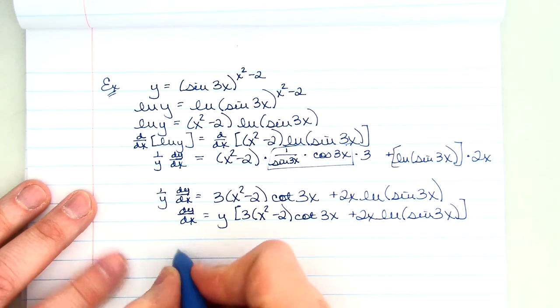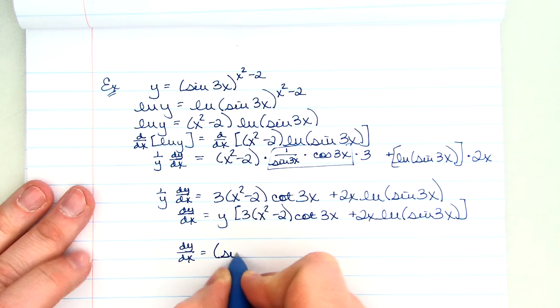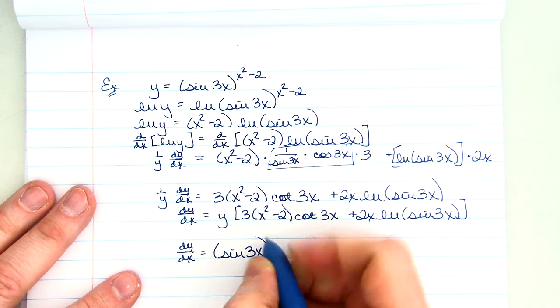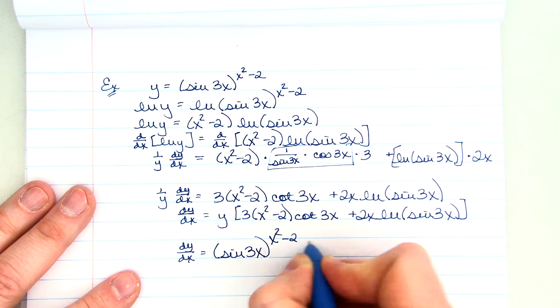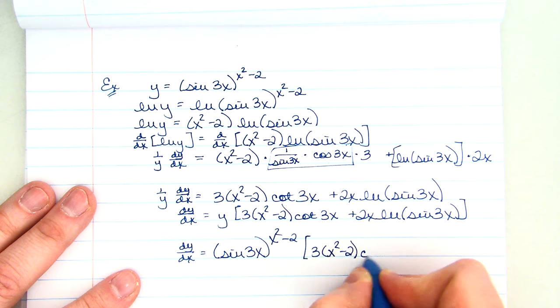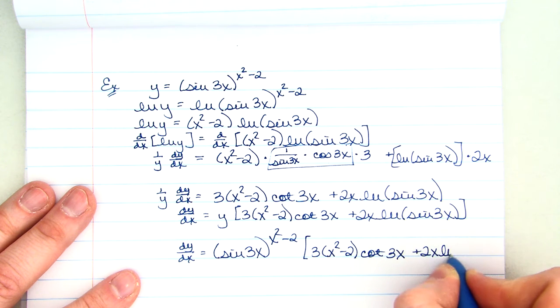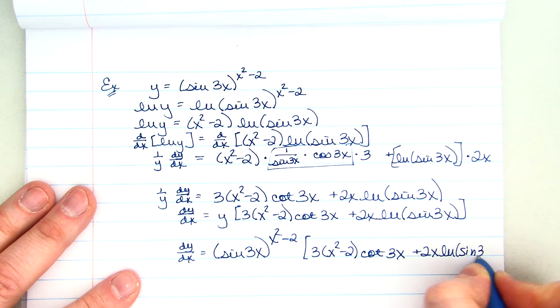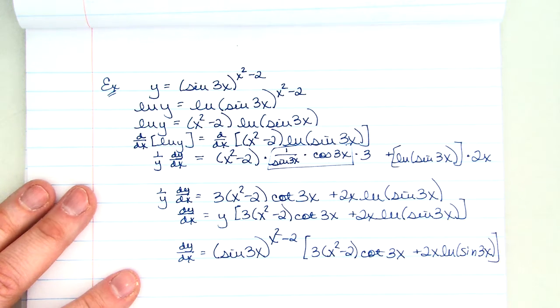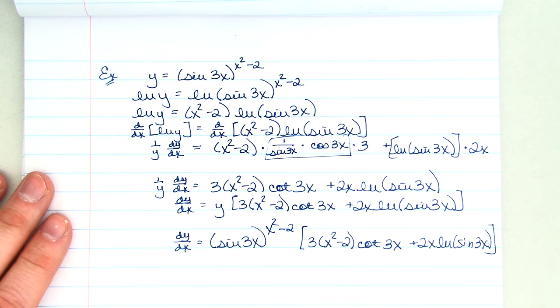Replace the y with what it was. dy/dx equals the sine of 3x raised to the x squared minus 2 times (3(x squared minus 2) cotangent of 3x plus 2x times the natural log of the sine of 3x). And that mess is my derivative, is the final answer. I will not make these much uglier than this.